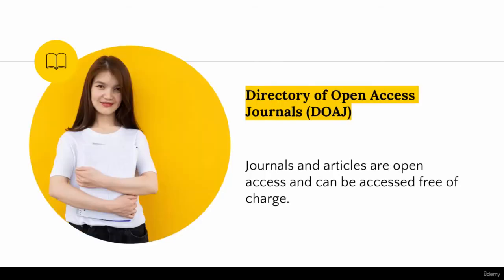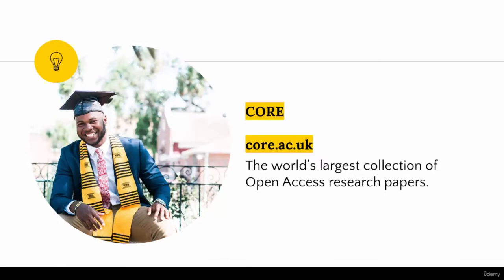Another option available to you is a database called the Directory of Open Access Journals. Now, all of the content that you find within the Open Access Journals directory is freely available via open access, so that can be accessed completely free of charge to you. Core is another freely available database, the world's largest collection of open access research papers, which are curated just for you and you can use using your search strategies.